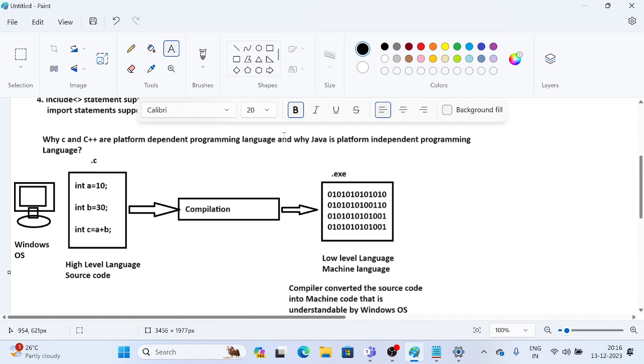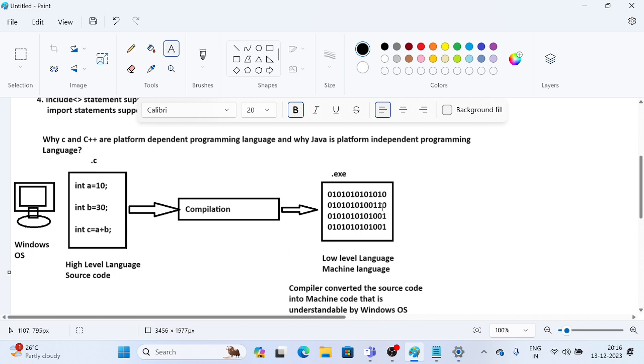Right? So from here, the compilation stage is completed. So we got the machine code. This machine code is a language. Which language? The language that can be understood by the Windows operating system. Since we are using the Windows operating system, obviously the .exe file is going to be in machine language that can be understood by the Windows operating system.